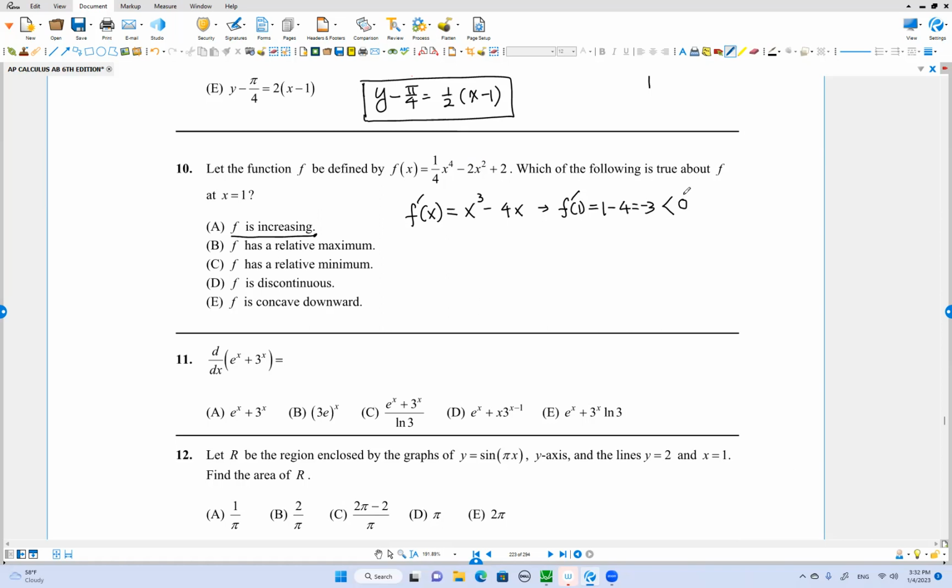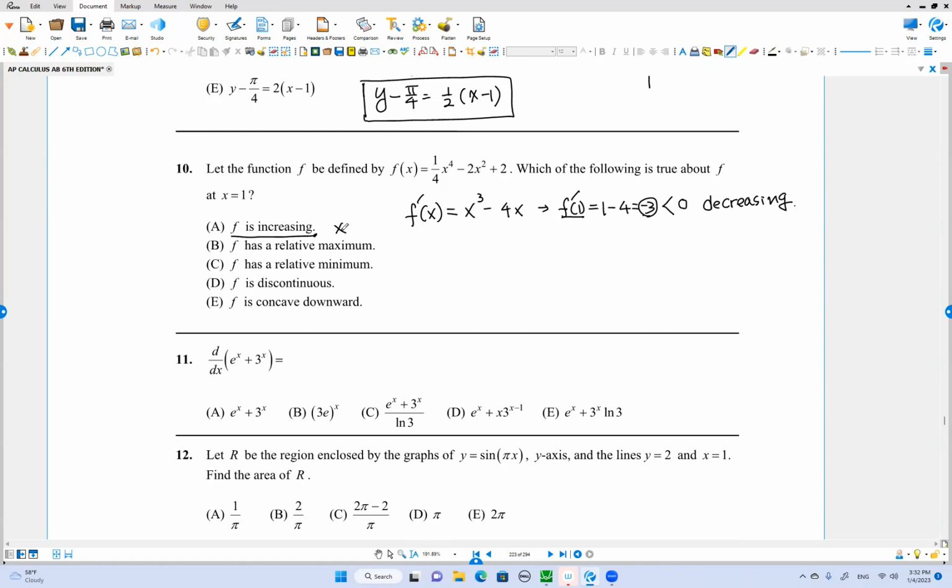This is a slope. At this point, x equals 1, that is a negative number. The first derivative is negative, which means the graph is decreasing, not increasing. So this is not correct. The second one is, f has a relative maximum.